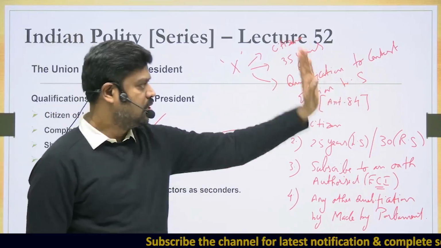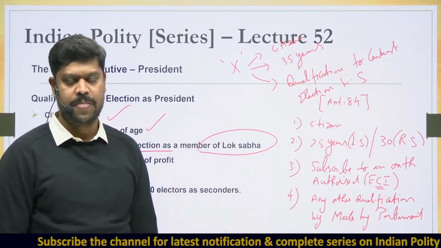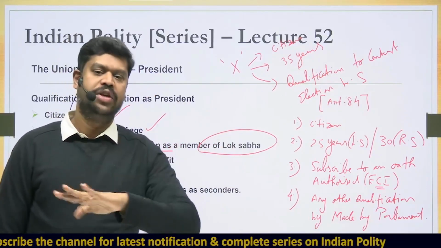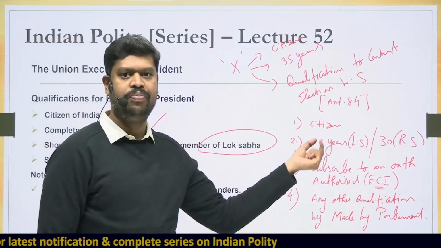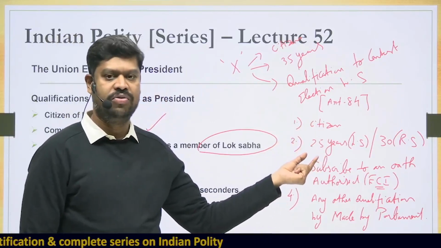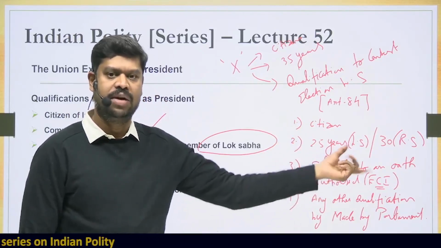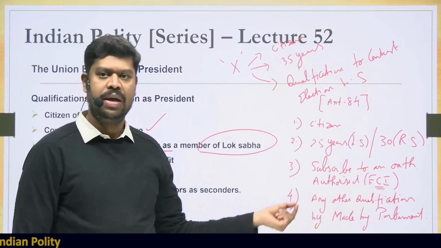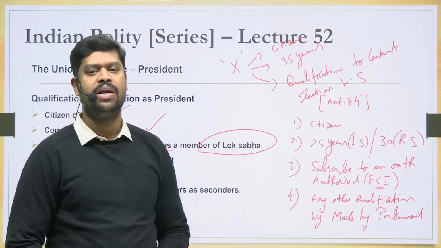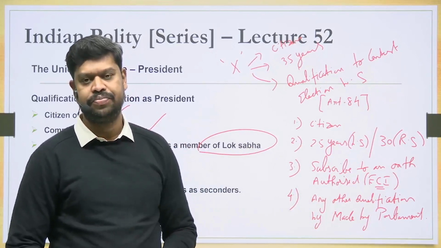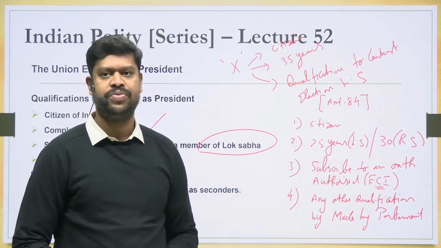In addition to that, he should also have the qualification to contest election to Lok Sabha. And what is the qualification to contest election to Lok Sabha? Article 84 is saying he should be a citizen of India. He should have attained 25 years of age. He should subscribe to an oath in front of an authorized authority as determined by the Election Commission of India. Plus, in addition to all those things, any law that is made by the parliament can also prescribe certain conditions, apart from these three things which are given in the Constitution itself.